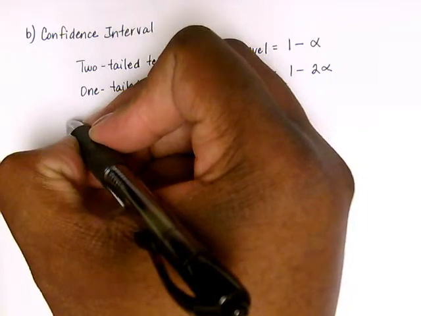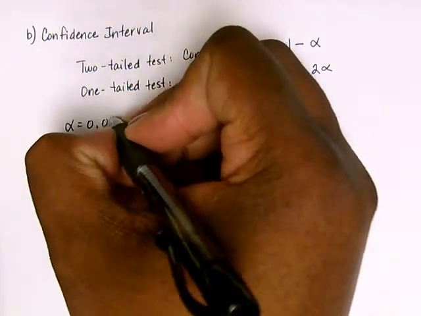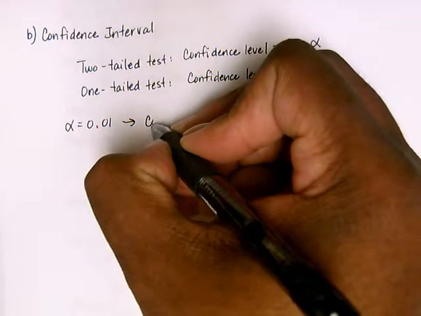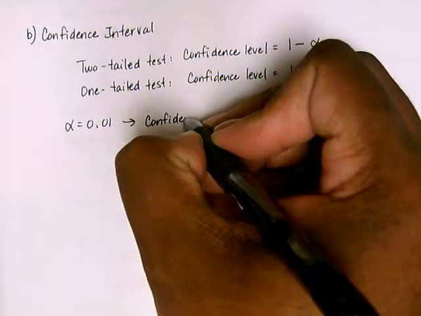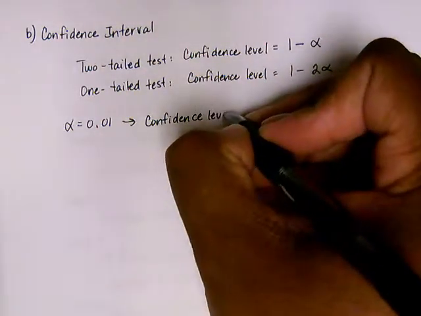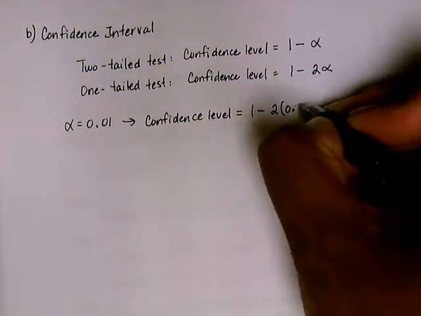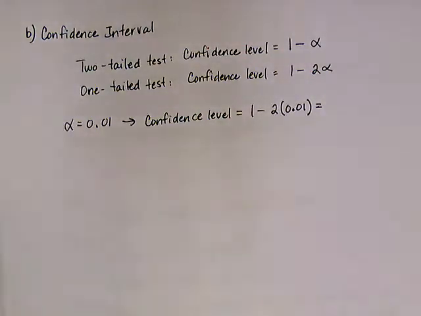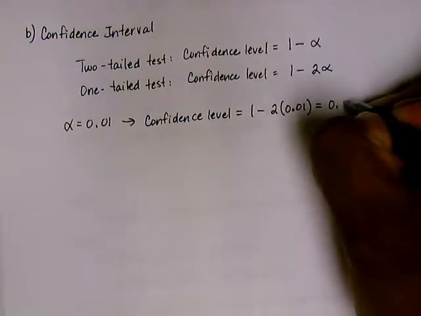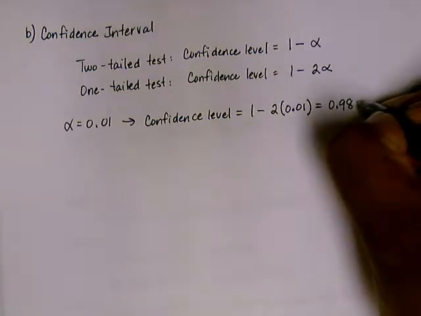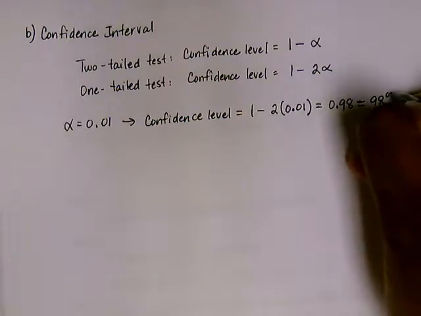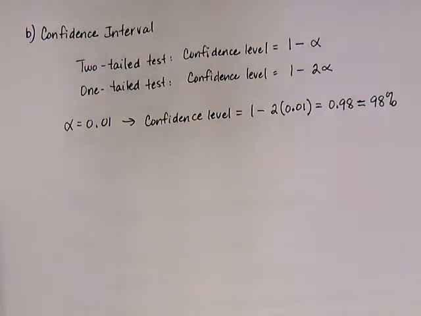And since that alpha level that we were given is 0.01, that means that the confidence level is 1 minus 2 times 0.01. If you do 1 minus 2 times 0.01, you're going to get 0.98. As a percent, that's going to be 98%. So our confidence level is going to be 98%.